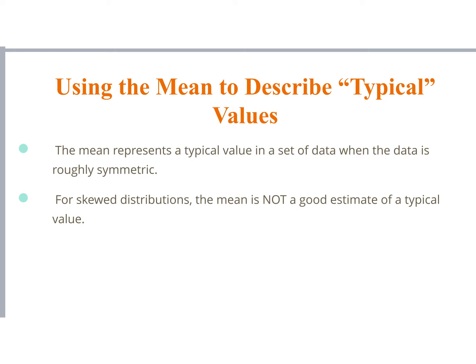Okay, so here's kind of a summary of symmetric versus a skewed distribution. The mean represents a typical value in a set of data when the data is symmetric. But for skewed distributions, the mean is not a good idea for a typical value. And later on, I'll show you guys what would be a good typical value for skewed distributions.